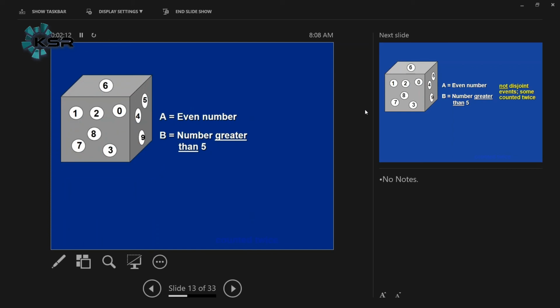Next, in this case, A is the even numbers. Can anyone guess what the even numbers are? 0, 2, 4, 6, 8. B is the numbers greater than 5: 6, 7, 8. So in this case, are these disjoint events or not? No, these are not disjoint events. The reason is that 6 and 8 are common, so some are counted twice. Then what is the formula? P of A union B is equal to P of A plus P of B minus P of A intersection B.